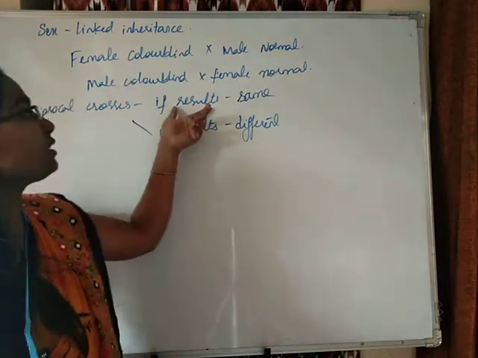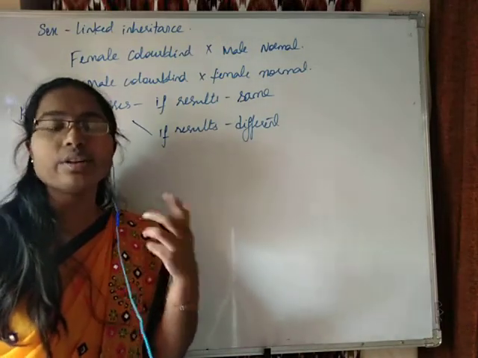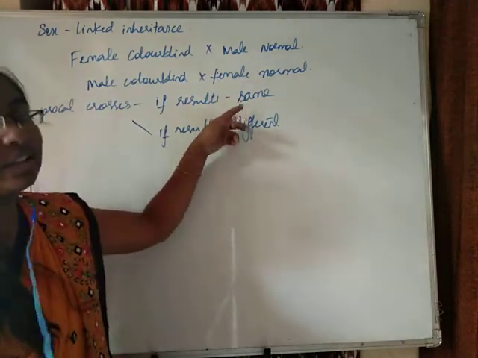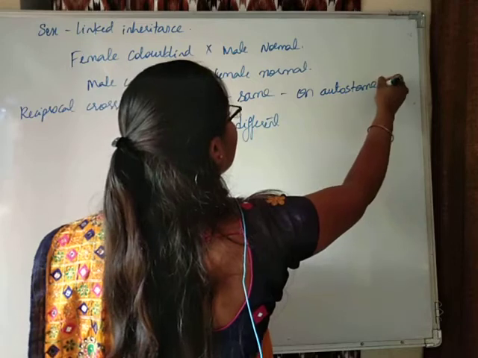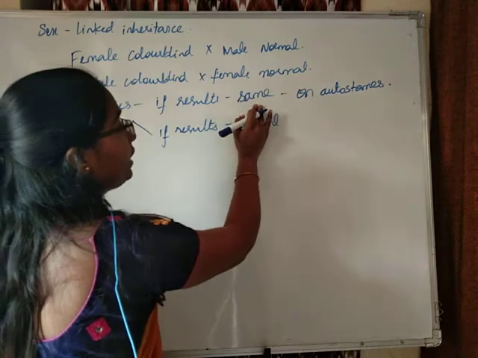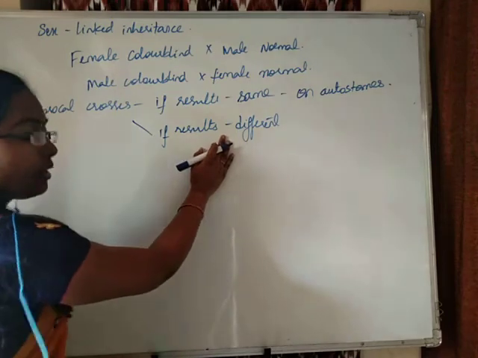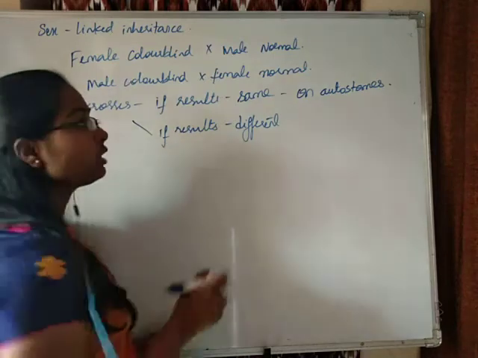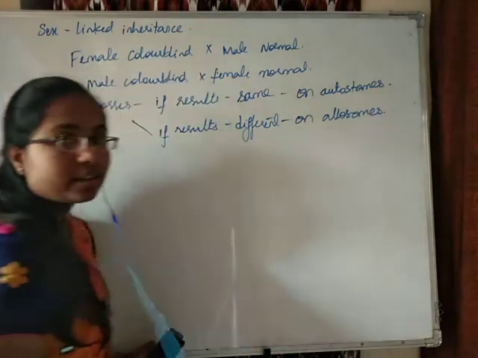In the first case, if the results of the reciprocal crosses are the same, that means the gene controlling this particular character is present on the autosomes. If the results of the reciprocal crosses are different, that means the genes controlling this character are present on the allosomes. Allosomes are nothing but sex chromosomes.